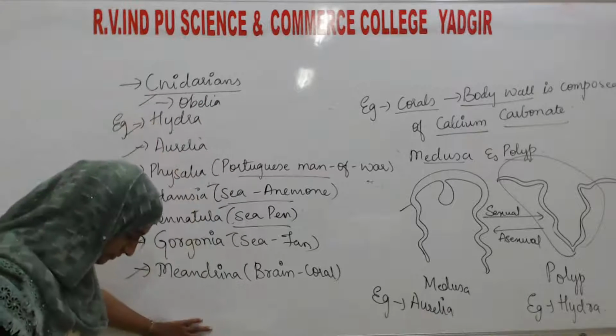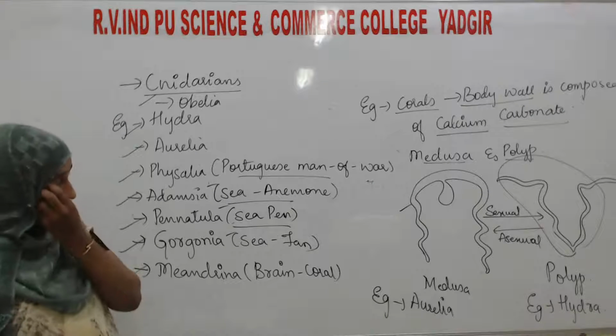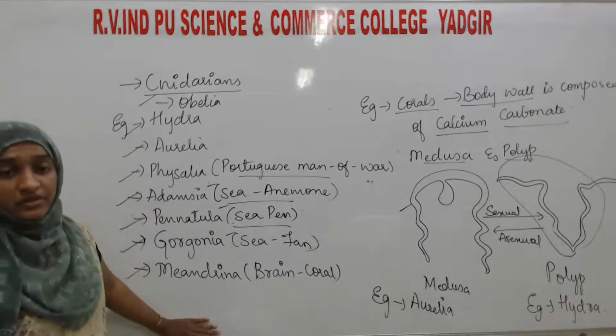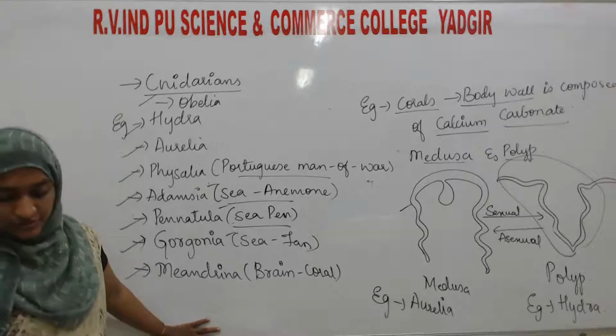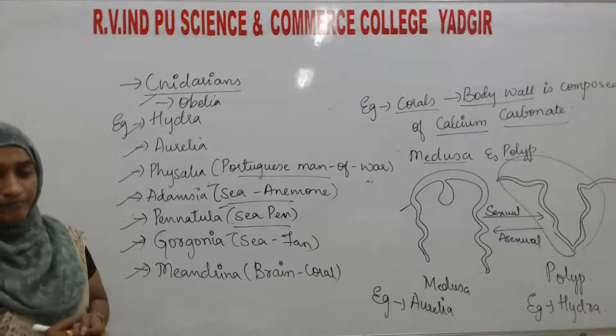Obelia, of cnidarians or coelenterates. So this is about the phylum Coelenterata. Next we will go for the third phylum. The name of that phylum is Ctenophora.